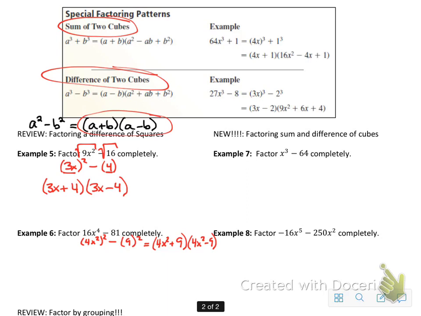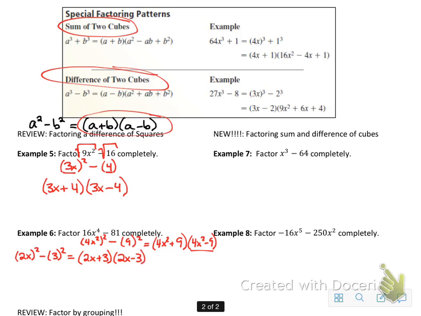Well, that's all fine and dandy, but now 4x squared minus 9 is also a perfect difference of squares. So we need to do the same thing again. What's the square root of 4x squared? It's 2x. What's the square root of negative 9? 3. So here we get 2x plus 3 and 2x minus 3.